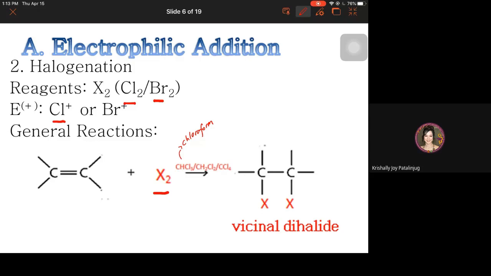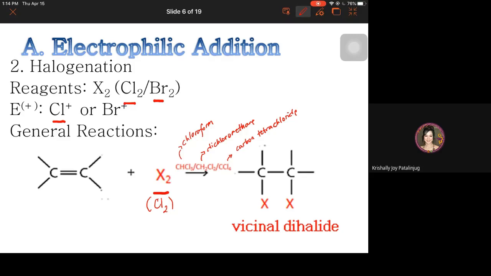Then we also have CH2Cl2, that could be another. That is dichloromethane. And another inert solvent is carbon tetrachloride. All these inert solvents can only be used if the added halogen gas is chlorine gas, because it is obvious, right?